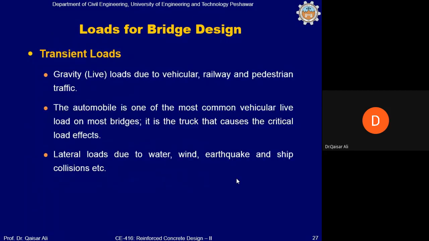Transient loads are live loads, which basically come from vehicular live load, railway, and pedestrian, depending on the type of the bridge. The automobile is one of the most common vehicular live loads in bridges. On most bridges, it is the truck that causes the critical load effects. And it is not every truck that will cause the critical load effect. It will be a special truck, called the design truck, which has been proposed by the code. And then lateral loads, which can be due to water, wind, earthquake, and ship collisions, etc.